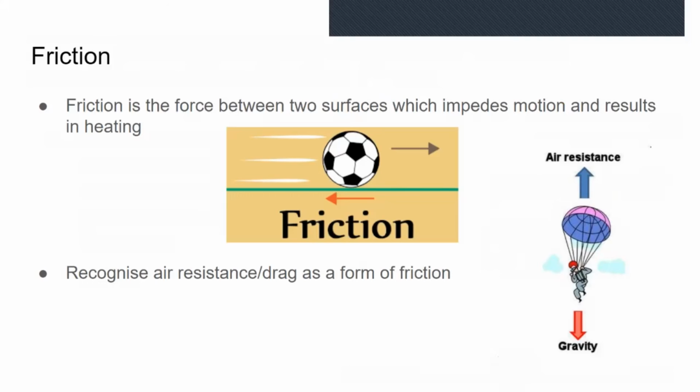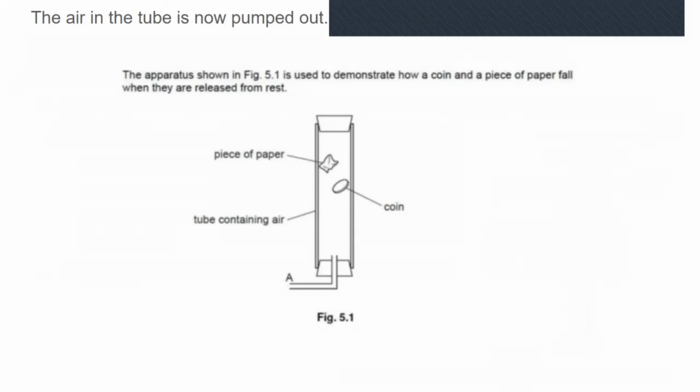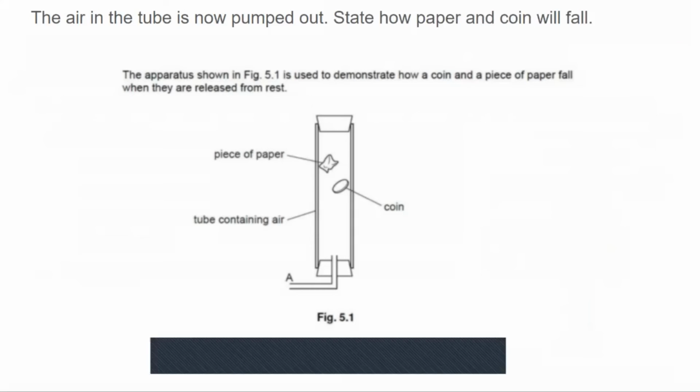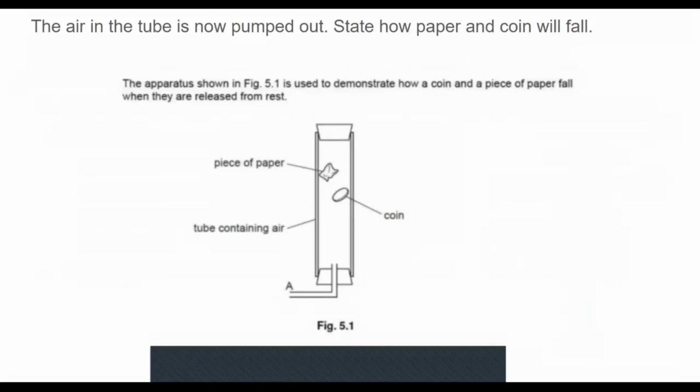Friction. Friction is the force between two surfaces which impedes motion and results in heating. And you have to recognize air resistance / drag as a form of friction. This is an example question. The air in the tube is now pumped out. State how paper and coin will fall.